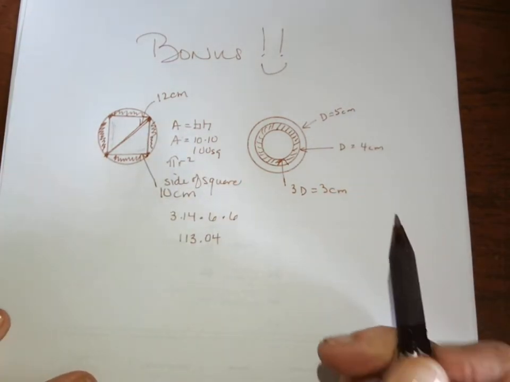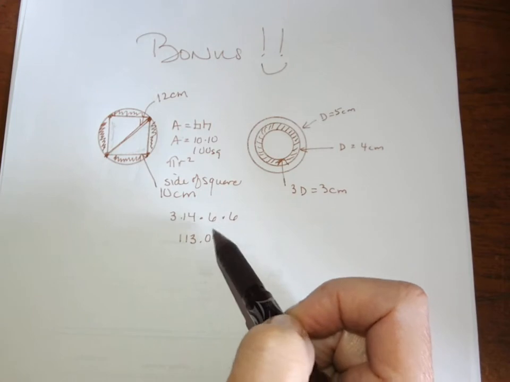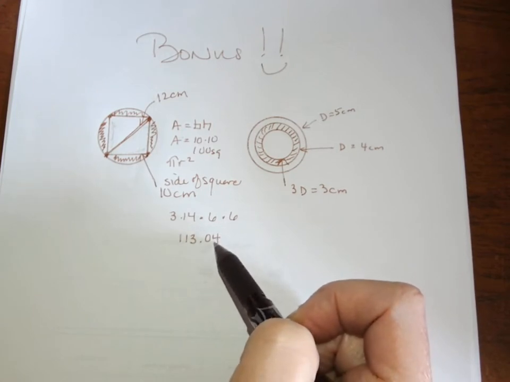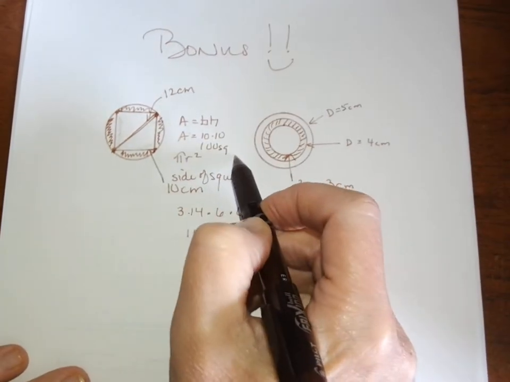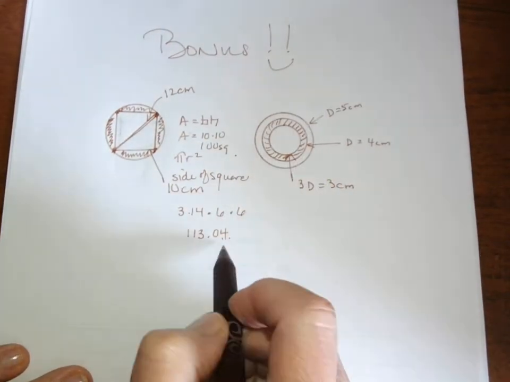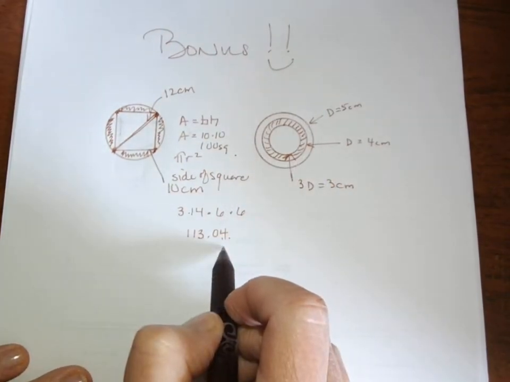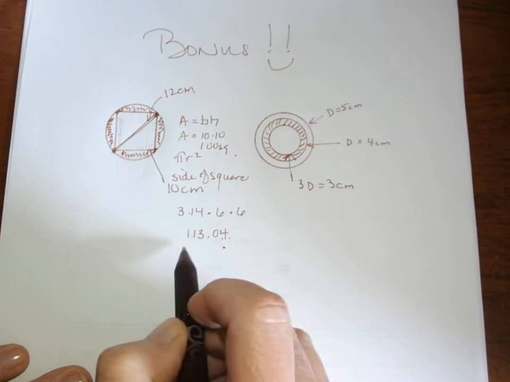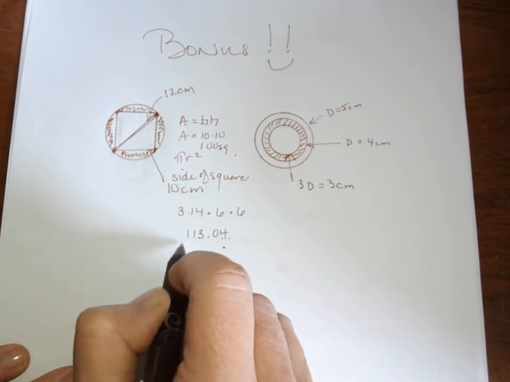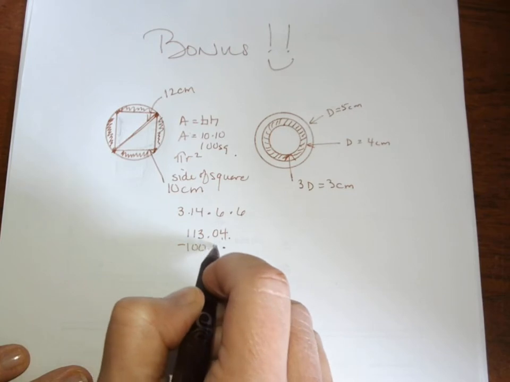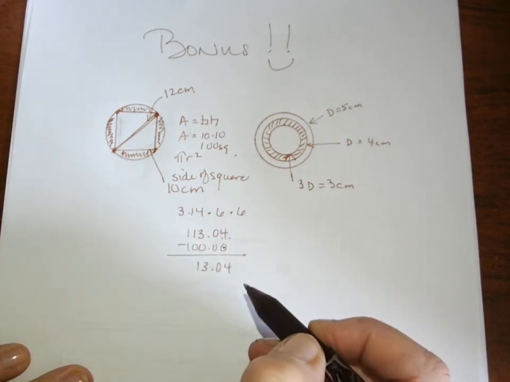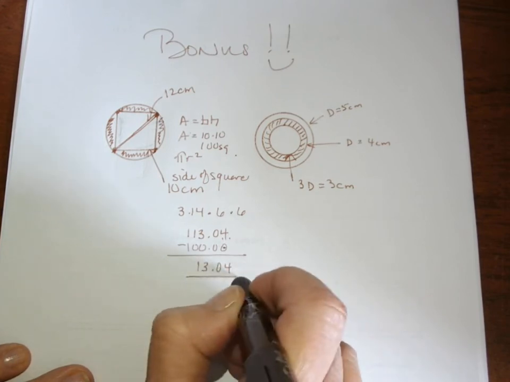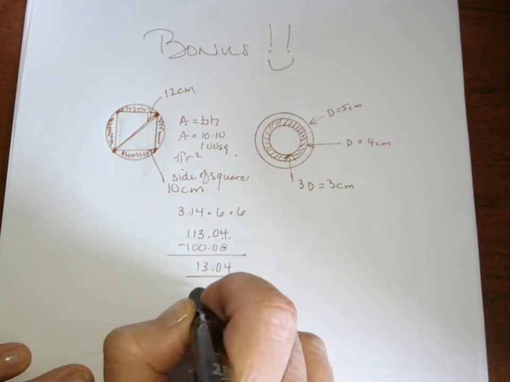The question that I asked at the beginning was, I want to know the probability of my hitting the shaded bit. So if the square has an area of 100 and the entire circle has an area of 113.04, I'm going to subtract those, and then I get 13.04. That's the shaded part compared to the entire part.